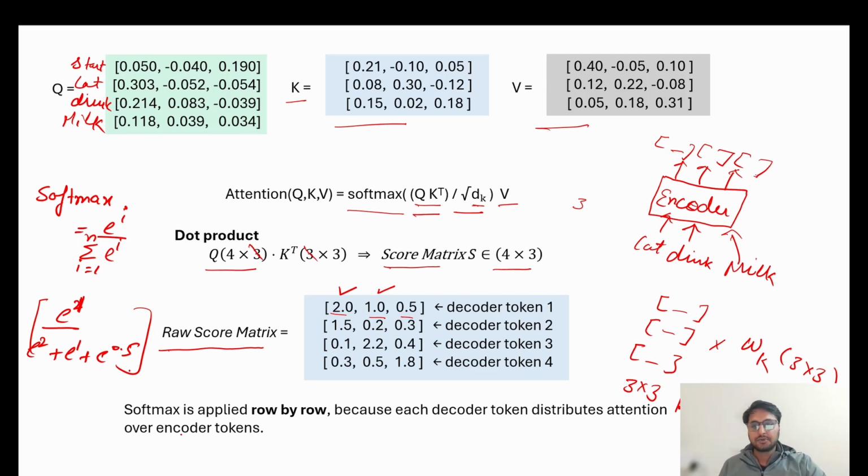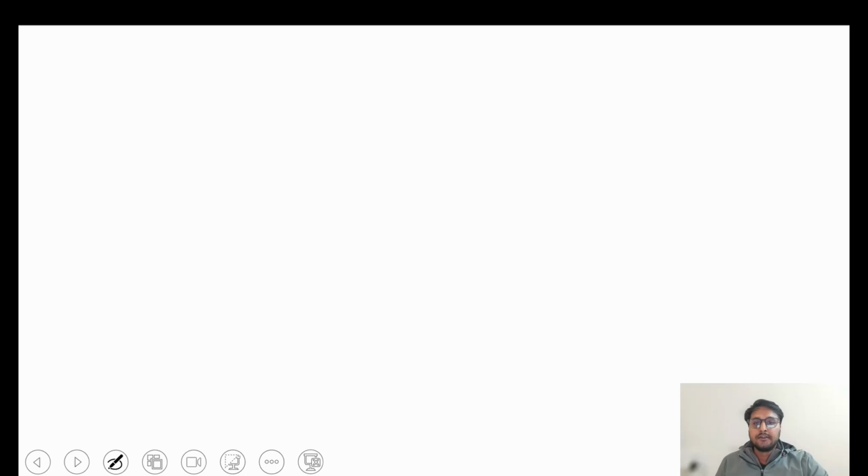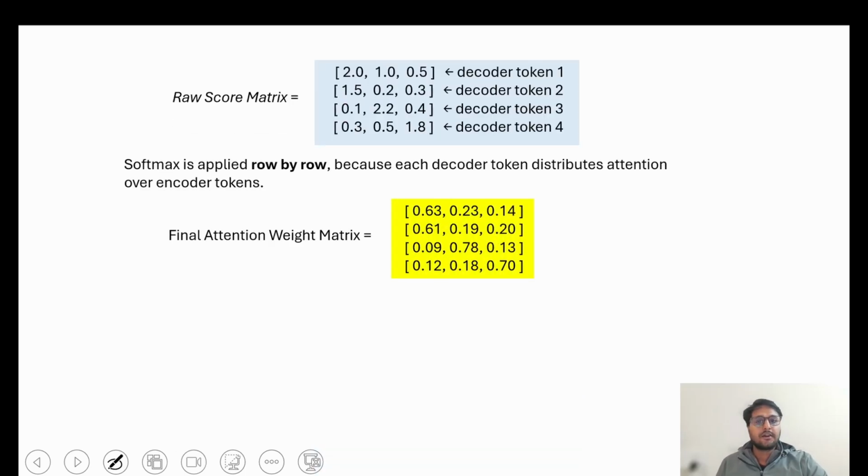Softmax is applied row by row because each decoder token distributes attention over encoder tokens. So this is our raw score matrix. Softmax is applied row by row, and each decoder token distributes attention over the encoder tokens. Now we get the final attention weight matrix, and these are our probabilities for the start word.